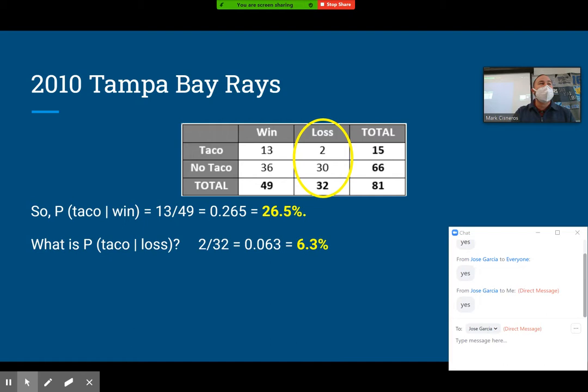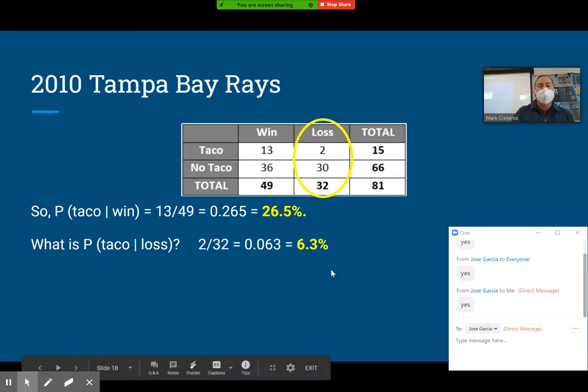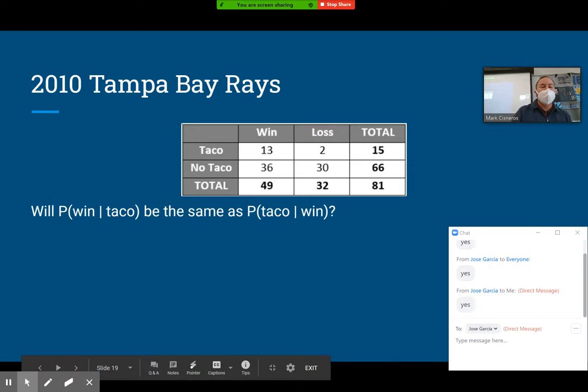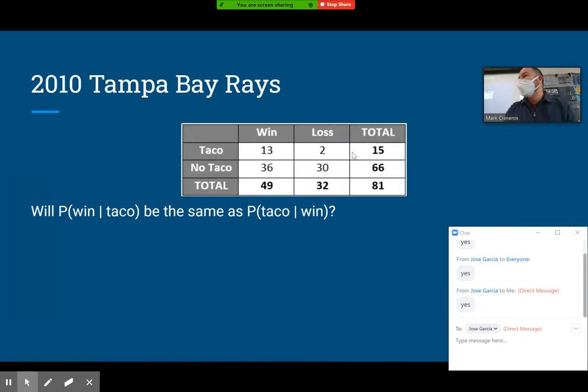Easy or hard? You think this is easy? Okay, I'll make it a little bit harder. Do you think that's going to be the same thing if I switch them around? What's the probability of getting a taco given that they won? Or I'm sorry, what's the probability of winning given that they got a taco? Is it going to be the same thing just by switching those two words around? What do you think is going to happen? Same or different?